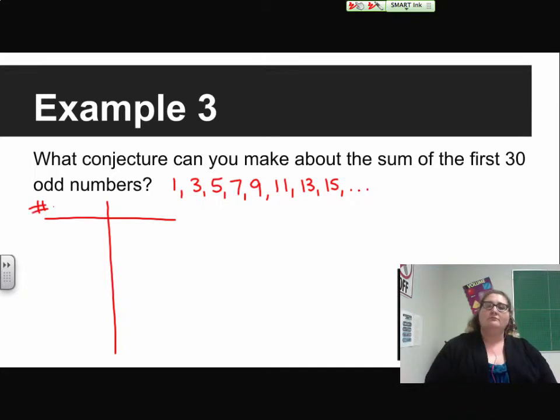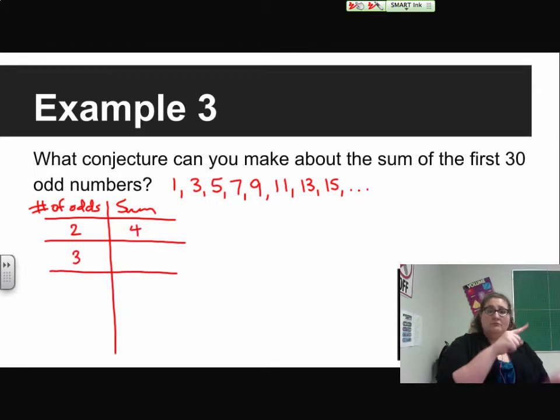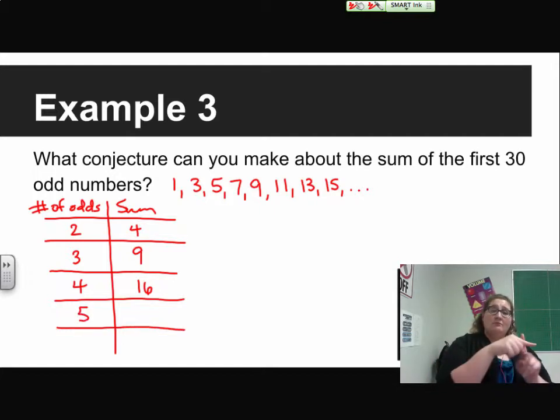Number of odds and their sum. When I have the first two odd numbers, that's 1 plus 3, and I get 4. With 3 odd numbers, 1 plus 3 is 4, plus 5 is 9. With the first 4 odd numbers, plus 7 is 16. With the first 5 odd numbers, plus 9 is 25. And the first 6 odd numbers, I was already at 25, so I add 11 and end up with 36.